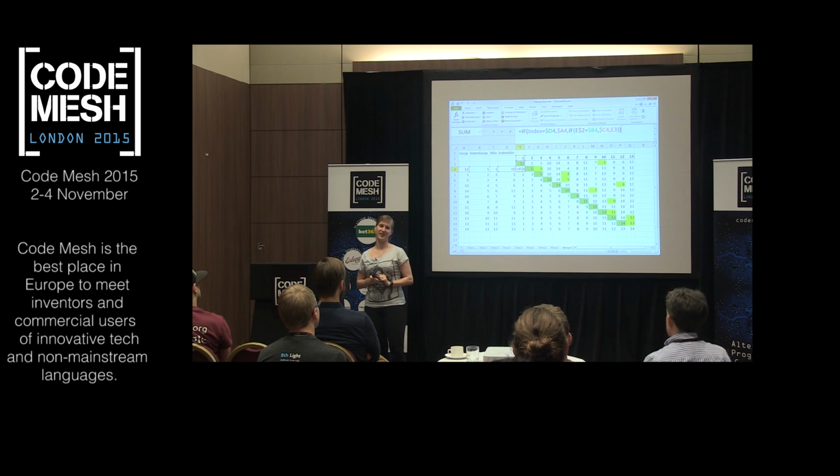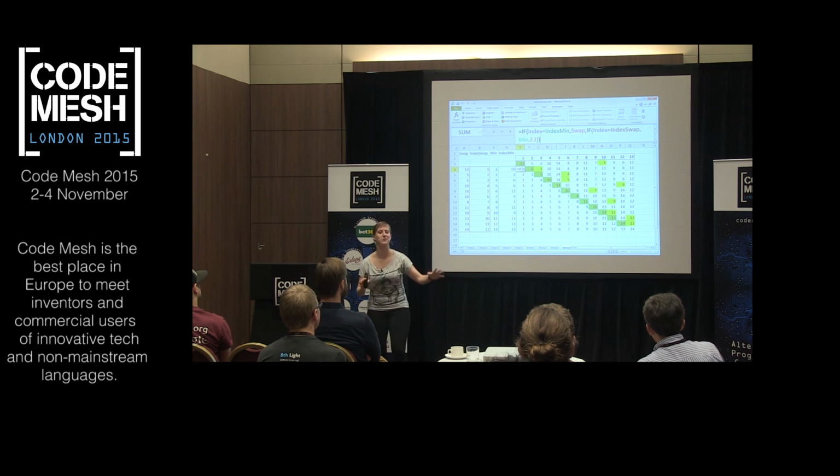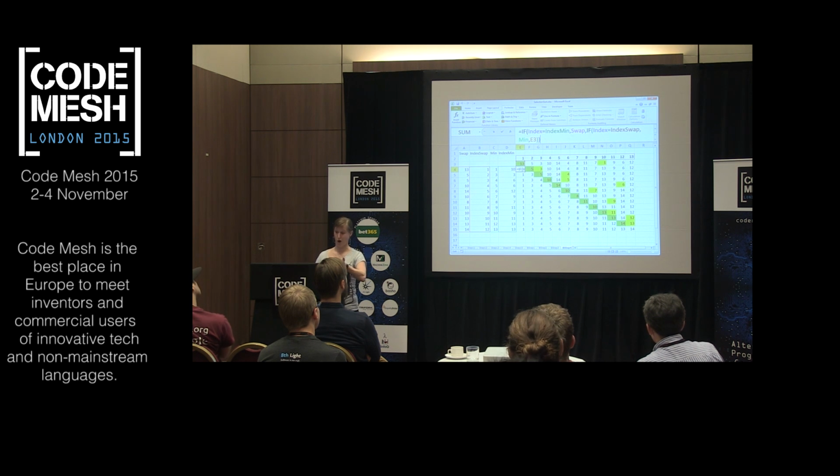We can repeat this trick. If we give all these columns names, so we call this swap and index and min and index min, we can turn this into this. Isn't that nice? Now it looks a bit more like programming, right? We can read this. It's self-documenting. If index is equal to the index of the minimum, swap. If index is equal to index of swap, minimum.